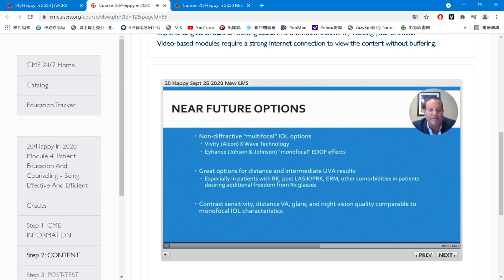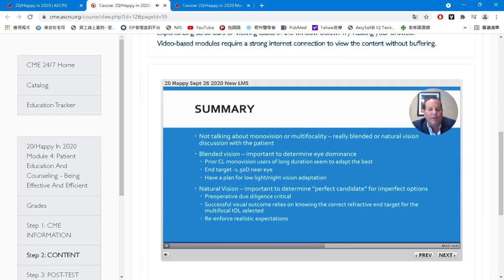with nighttime vision. So contrast sensitivity, distance vision, glare, and night vision quality with these newer technologies, which are soon to be FDA approved in the United States, are comparable to monofocal IOL characteristics and will add another armamentarium in the natural vision premium IOL option for our patients.